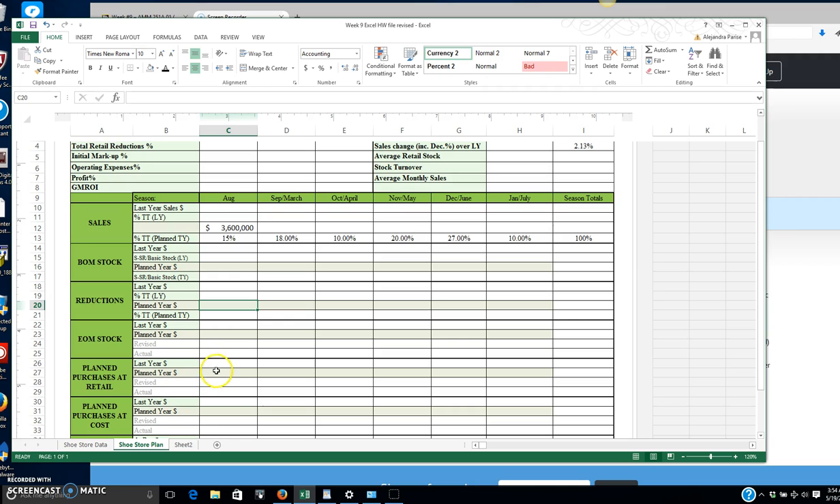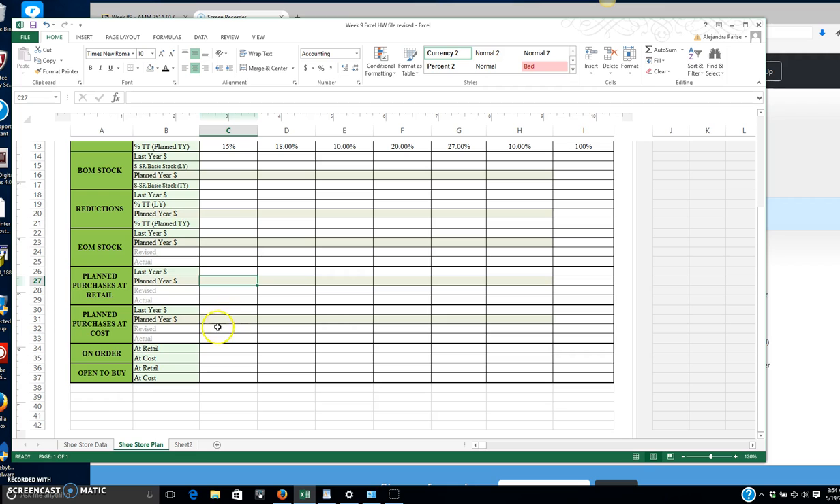Planned purchases, you don't have last year, leave it blank. Planned this year, the formula is planned sales plus planned markdowns plus EOM minus BOM. Okay, so you do that for all of them. And planned purchases at retail, once you have them at retail, at cost would be planned purchases at retail times the cost complement. So you're going to take planned purchases at retail and you're going to multiply and you're going to put parentheses, 100% minus 65%. Okay, so multiply that, and that gives you planned purchases at cost.